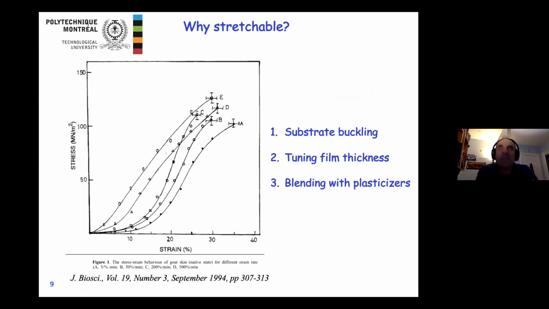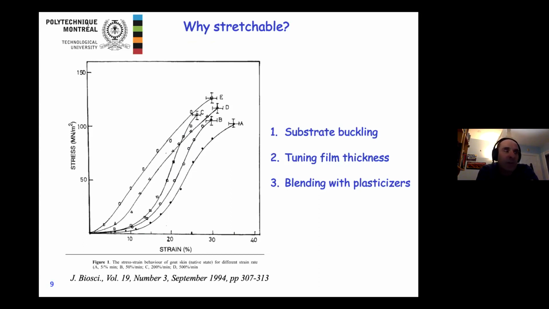Then, after having done flexible devices, we moved to stretchable devices. One of the reasons is that we want to have electronics that can be placed on the skin, so that they can be deformed and follow the deformation of the skin without undergoing any performance deterioration. Here it's just an example of how the skin can be stretched. This is a very old graph. It's about the skin of sheep, I believe, but it doesn't change too much. Our skin is stretchable up to about 30–40%.